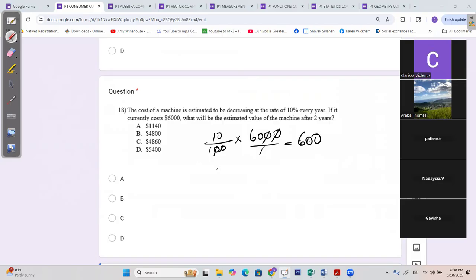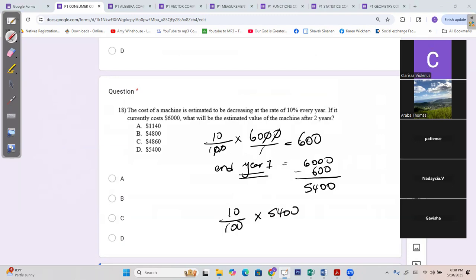So that means at the end of year one, the value is equal to 6,000 minus 600. So that would be 5,400. But because it said 2 years, we have to subtract again. So we're going to find 10% now of the new value, which is 5,400. So that's going to give me $540. So we're going to subtract 540 from the 5,400.